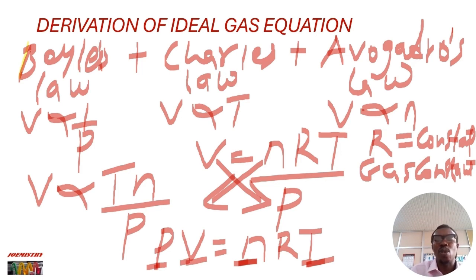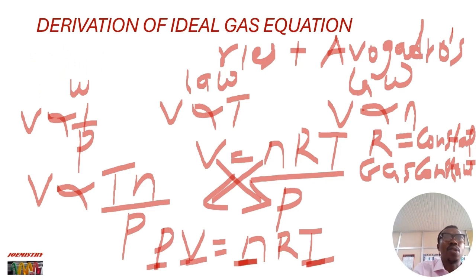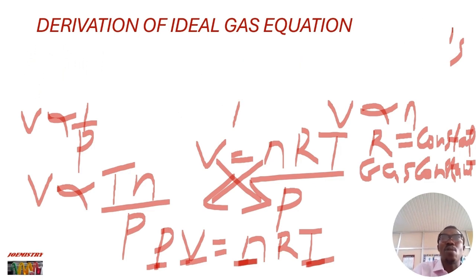So there are other quantities we can also calculate. We can calculate the mass of the gas, the molar mass of the gas, and also the density of the gas. So I have to erase this. Let me derive how you can calculate other values from the ideal gas equation.